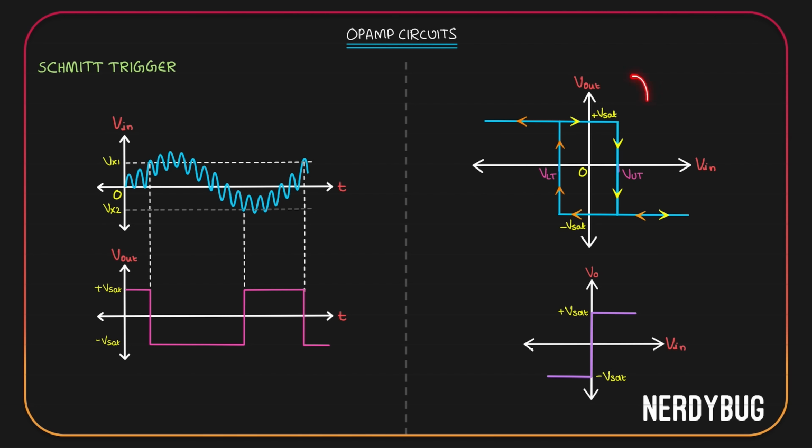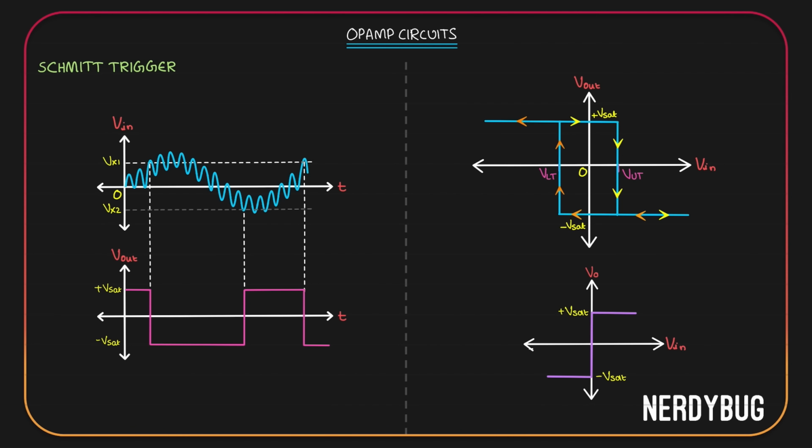But in the case of a Schmitt trigger, it is not a single point. We have two switching levels, the upper threshold and the lower threshold. On the graph, this creates a loop instead of a single line. As input increases, output switches only when it crosses the upper threshold. As input decreases, output switches only when it crosses the lower threshold.